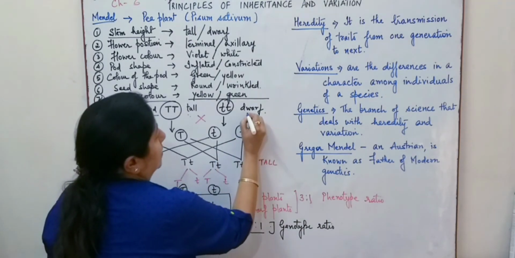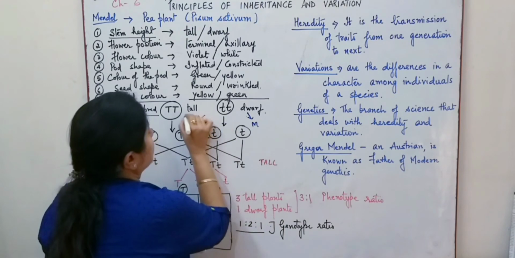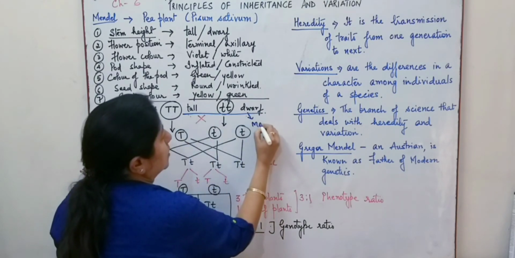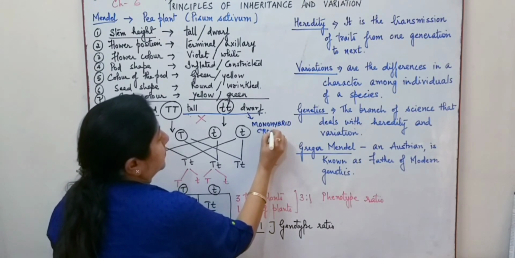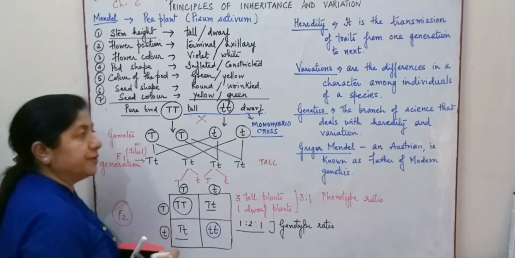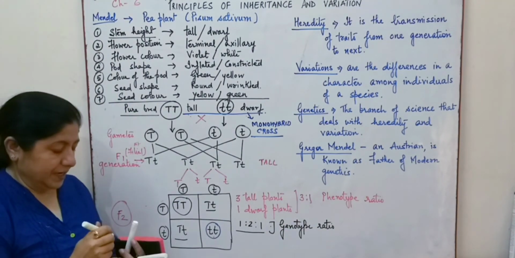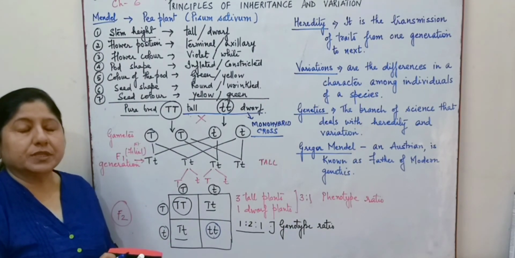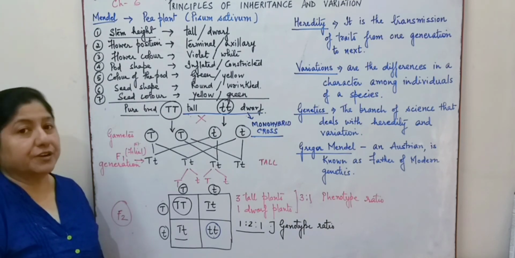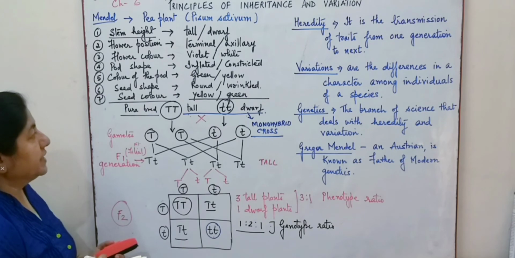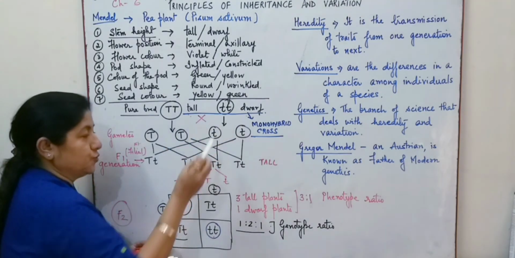So this entire cross is a monohybrid cross. Monohybrid cross therefore can be defined as a cross which is done between two members in the studying of one trait only, and here we are studying the trait as tallness and dwarfness.